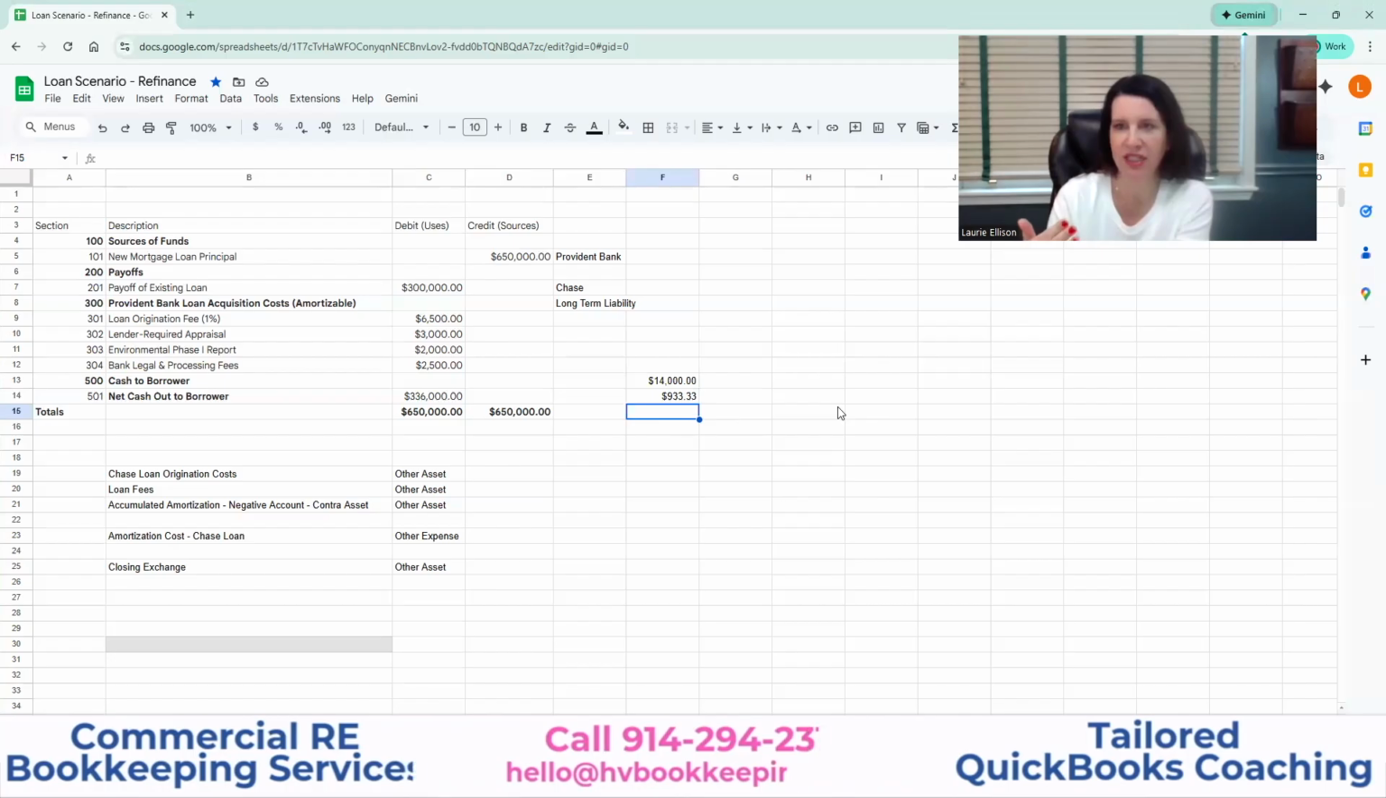And that's where we're going to come into this amortization principle and accumulated amortization, and understanding how much you have left to expense over the life of a loan.